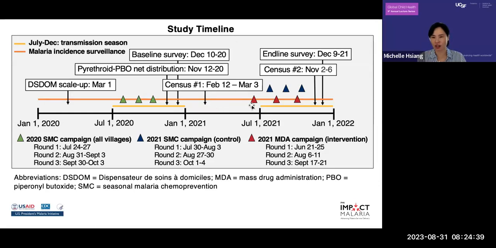And then this is where we started our intervention with 3 rounds of MDA and then 3 rounds of SMC. We staggered them a bit just for logistics. And we did MDA 6 weeks apart, because I mentioned that the DP can be effective up to 6 weeks. So we wanted to stretch out our time of protection over the season.